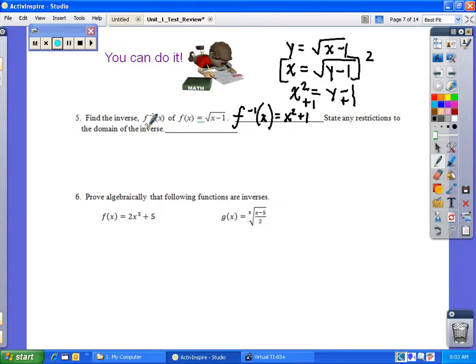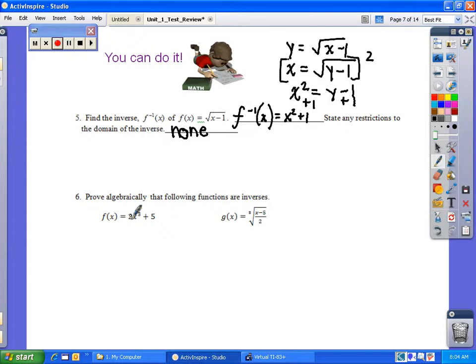There are no restrictions on the domain of the inverse, because I can put in any number there for x squared. There are restrictions on the domain, though, of the original function.